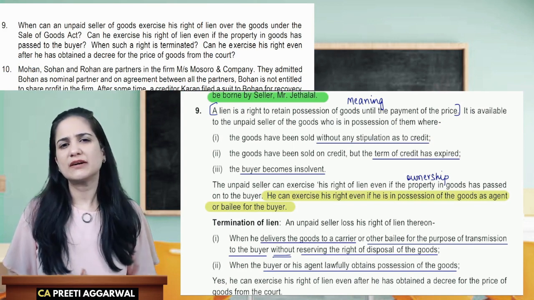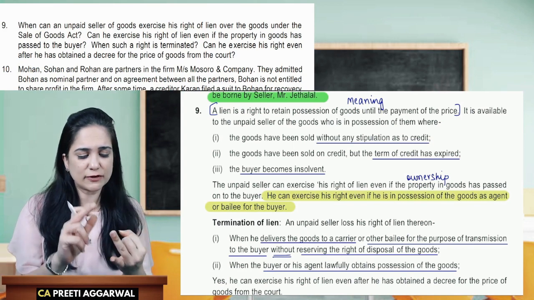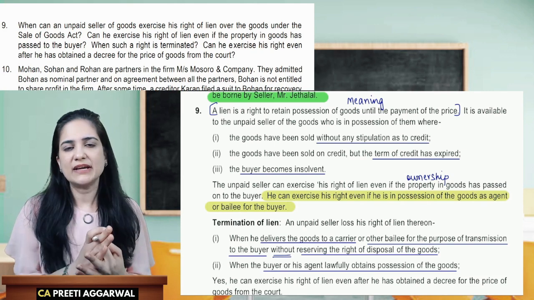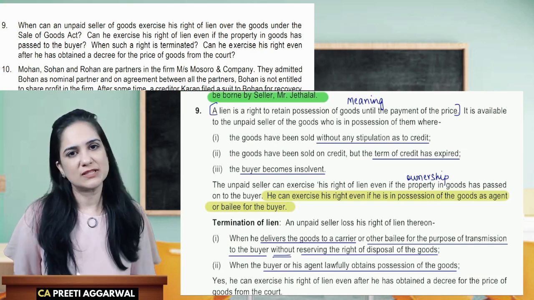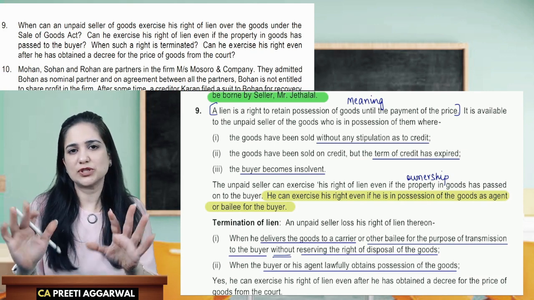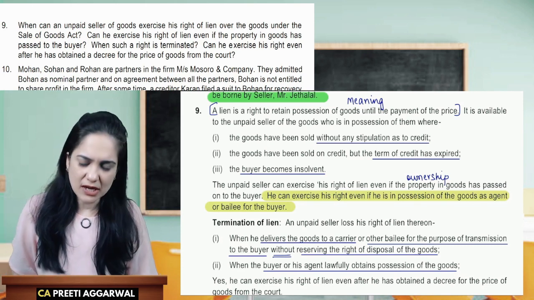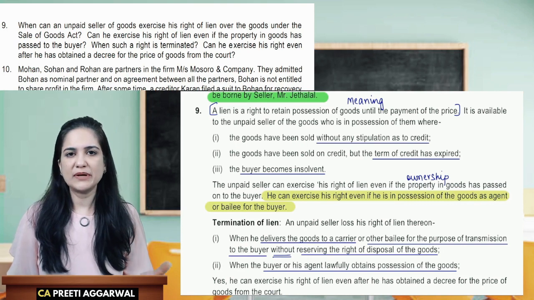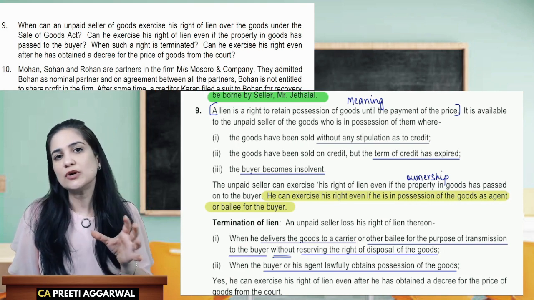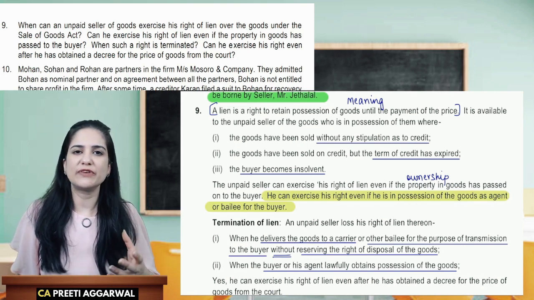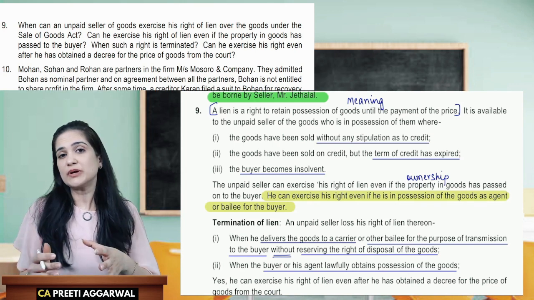Now, an unpaid seller has rights against the goods: right of lien, right of stoppage, right of resale. Lien, he can retain the goods only when he is in the possession of the goods. Once he parts with the possession, he loses the right of lien, and at the same time, the right of stoppage in transit commences. So, right of lien means you have to write on the meaning. It means the right to retain the goods. You can retain the goods only when you are in the possession of the goods.